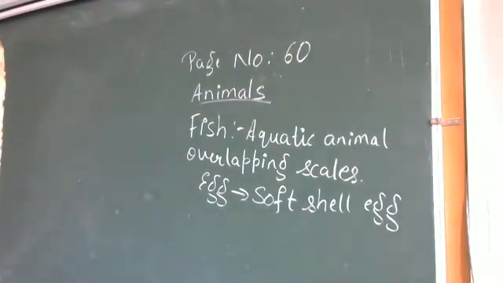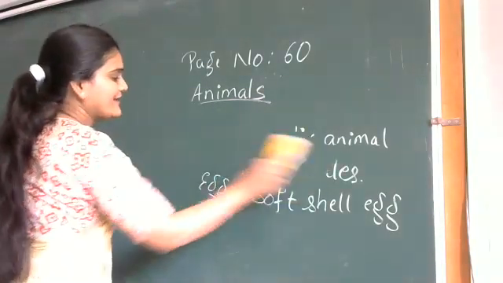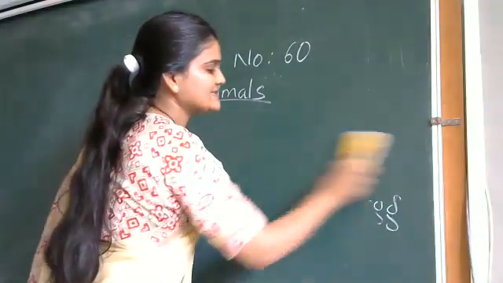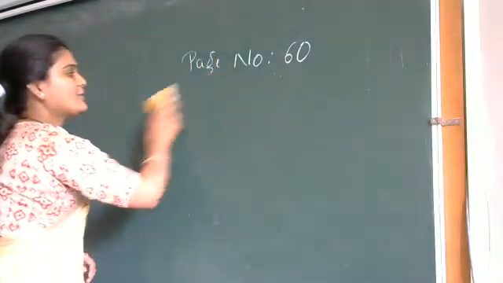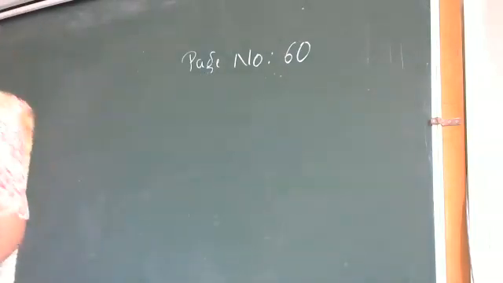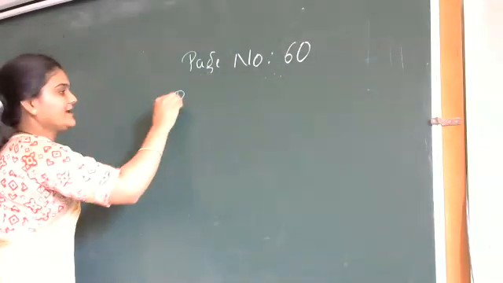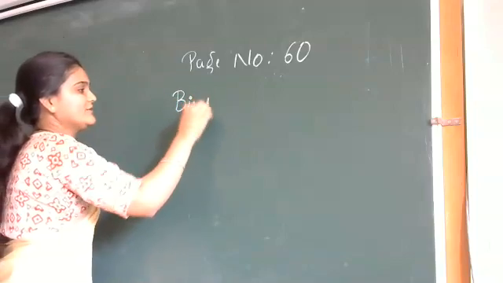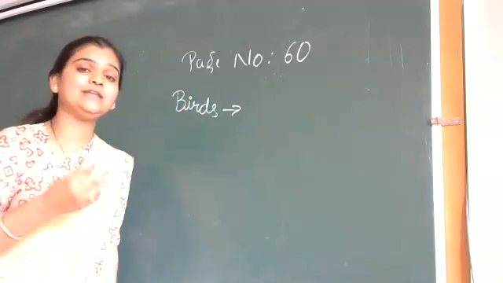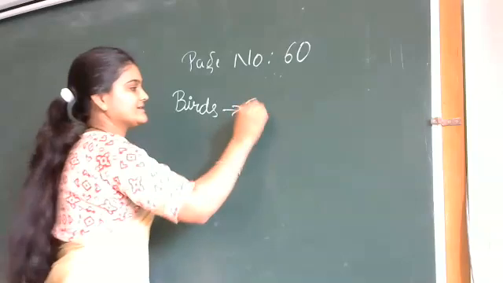Yes. Okay. So next we will see regarding birds. Birds have their bodies covered with, now when you see a bird, what can you see, children? What is there on their body? Feathers. Yes, they have feathers. Birds are mainly known for their feathers.